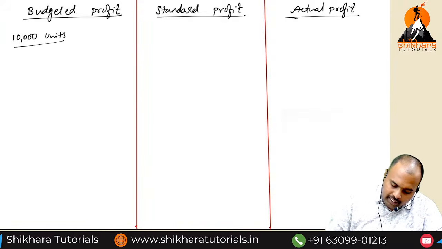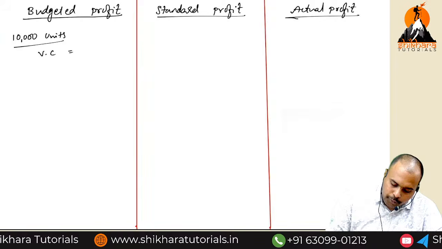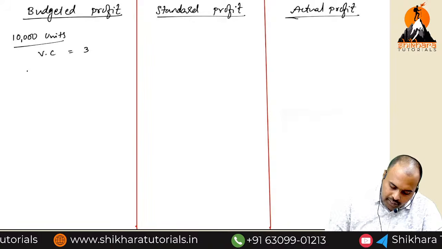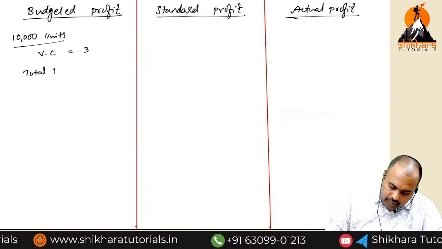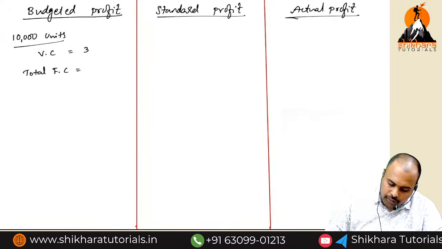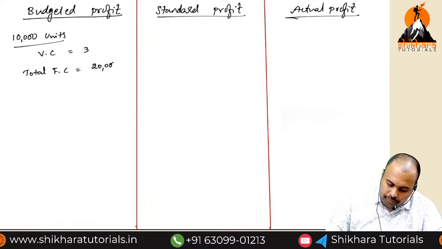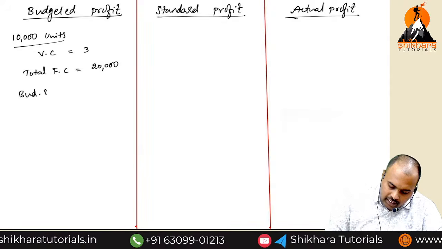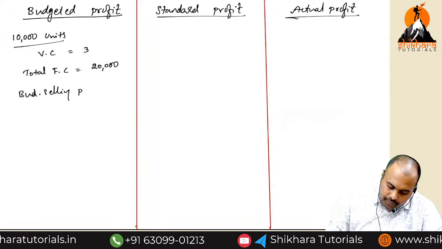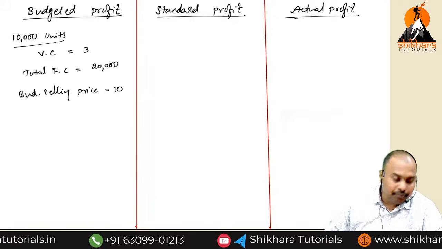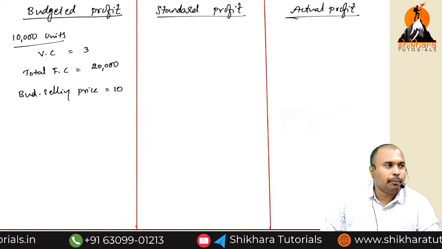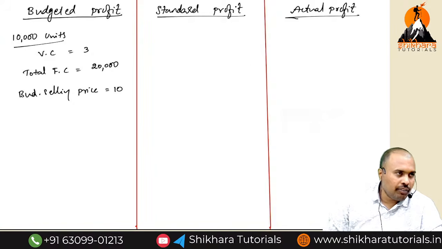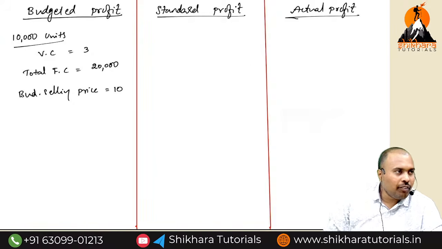Now, under this, the variable cost to make a tea is, let us assume, 3 rupees, and total fixed cost is equal to 20,000 rupees. And the budgeted selling price is equal to 10. Budgeted selling price is 10 rupees. Then what will be my budgeted profit? What will be my budgeted profit?